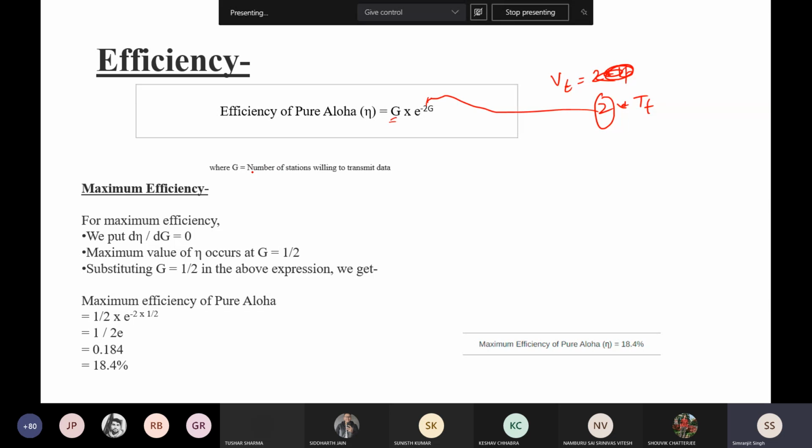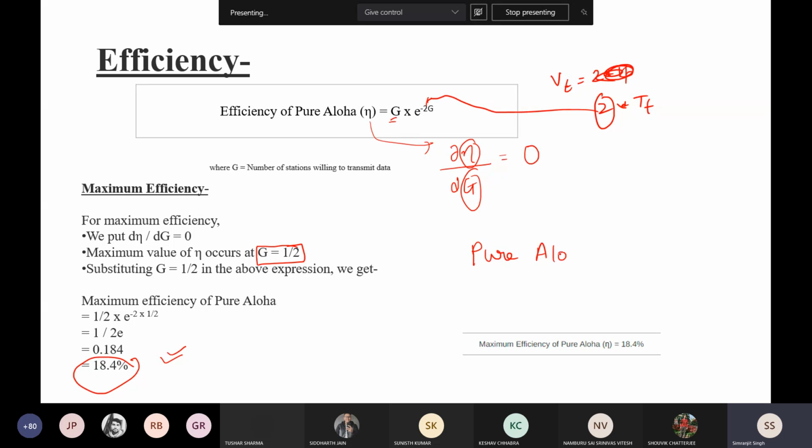Now G is the number of stations that are willing to transmit the data, into E. This is the efficiency that is given in case of pure Aloha. If you want to maximize the efficiency, you already know you take a partial derivative with respect to G and equate it to 0, so that you find the value of G. If you solve this particular equation, you will find the value of G is half. You put the value here, you will get that the efficiency of this particular pure Aloha protocol is 18.4%. Exactly 18.4%. I can directly ask you a question: what is the efficiency of pure Aloha? So I'm talking about pure Aloha.